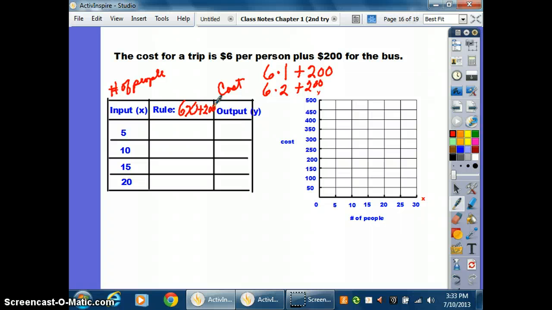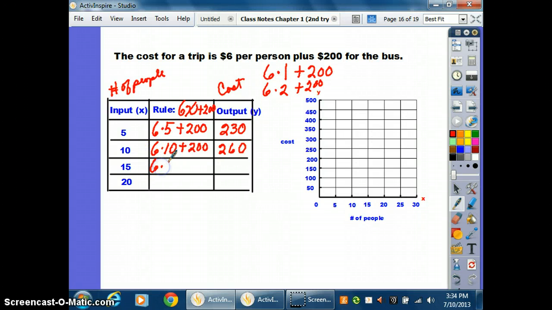Okay, we have 5 people. So it would be $6 times 5 people, plus our $200 for the bus. 6 times 5 is 30. 30 and 200 is $230. Kind of did that mentally. You okay with that? Okay, the next one. 10 people go on the bus. So it's $6 a ticket for 10 people. That'd be $60, plus our bus rental, 200. So it's $260.